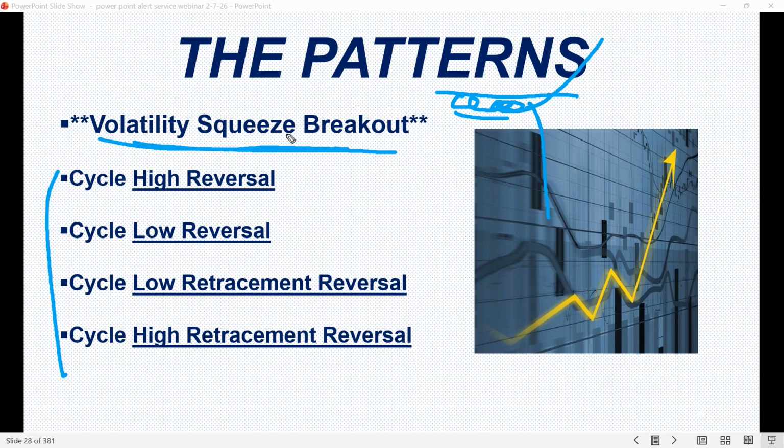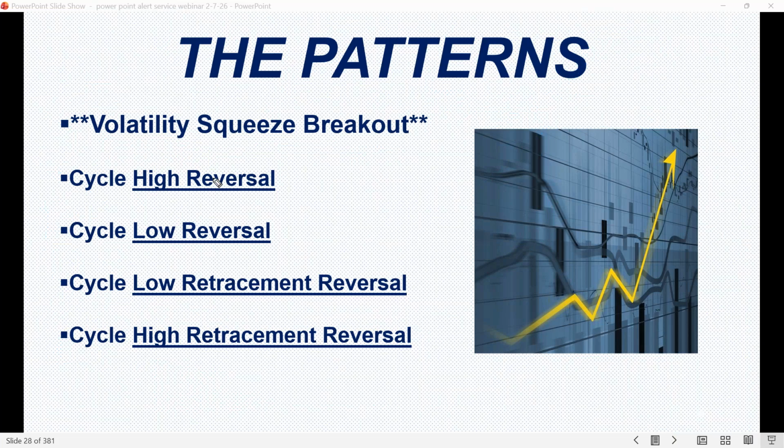Now, this pattern, the volatility squeeze, then could show up at a cycle high reversal. This is when you've had the market trending to the upside, really strong trend, and it starts to stall out and turn over. This is what I refer to as a cycle high reversal. Okay. Now that's another pattern. We'll go through some examples of what that looks like.